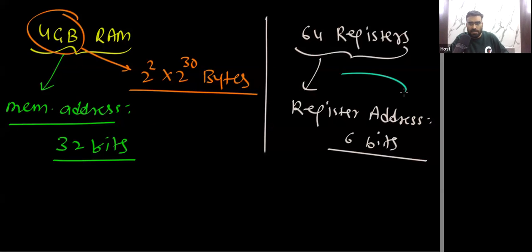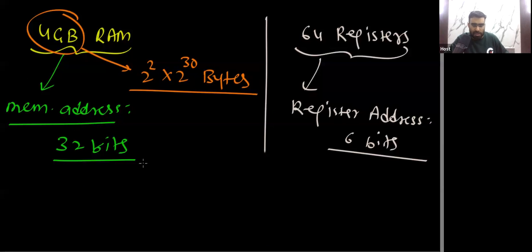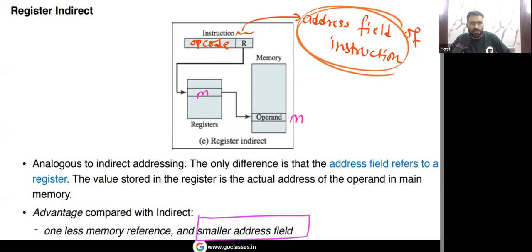Tell me. So that is this one, yes or no? If we use register address in the instruction, then the address field will be smaller. Agree with me? You will have more space for the opcode. Very simple. The same thing is here: the smaller address field, because you are putting the register address in the instruction, not the memory address. Memory address will take 32 bits, but register address will take 6 bits. So the size of the address field will be smaller in case of register indirect.